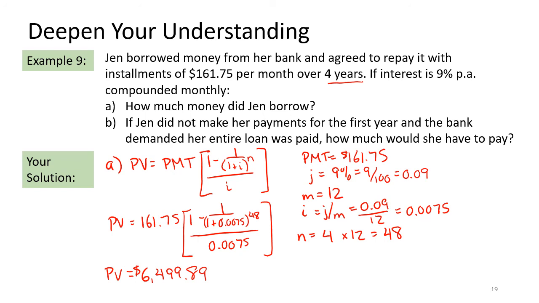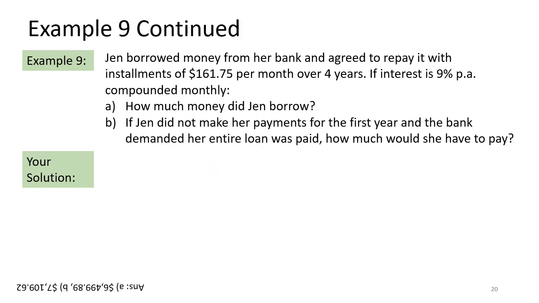So that's part A. Part B is, what if something changed? What if Jen did not make her payments for the first year, and now the bank is demanding that her entire loan was paid? Okay, so then how much at that point in time would she have to pay? So we're going to look at this. I'm just going to transfer some of this over to our next slide. So looking at what we had on the last slide, we know that her present value was $6,499.89. Another thing we know is if she didn't make her payments for the first year, right, she has to then make those payments eventually.